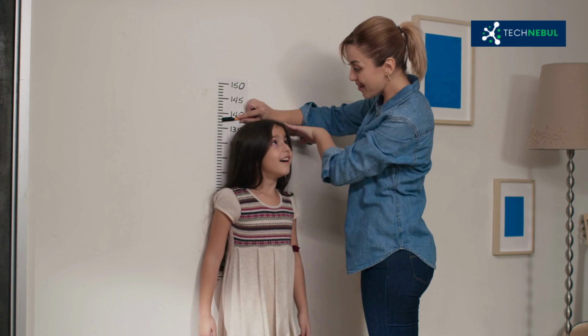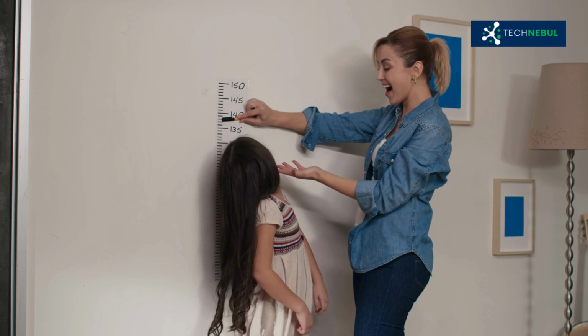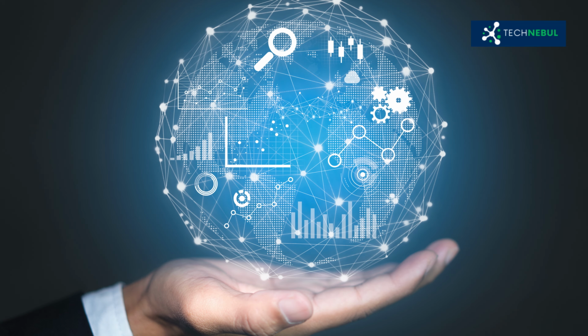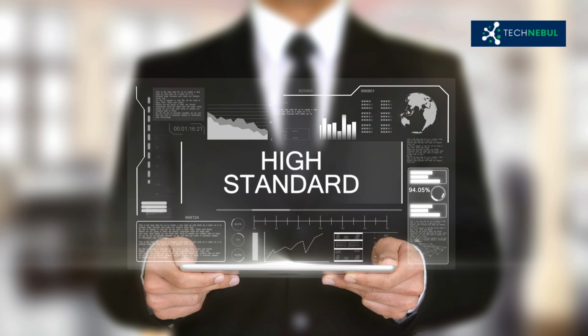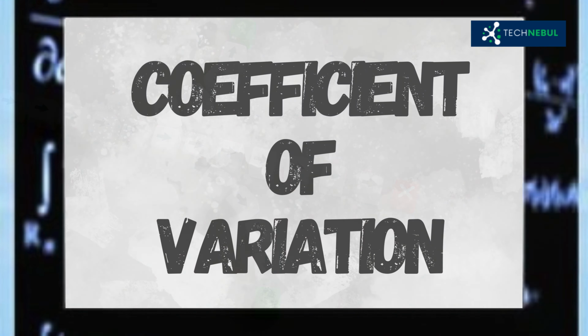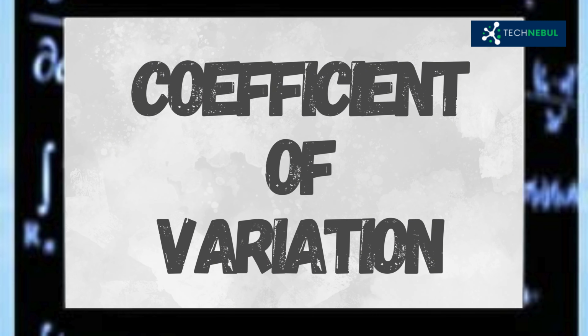Imagine you're measuring the heights of people in a room. Standard deviation helps you understand how much the heights vary from the average height. It's like the ruler of spread. The lower the standard deviation, the closer everyone's height is to the average. On the flip side, a higher standard deviation means there's a wider range of heights. Simple, right? Now, onto the coefficient of variation, or CV for short.